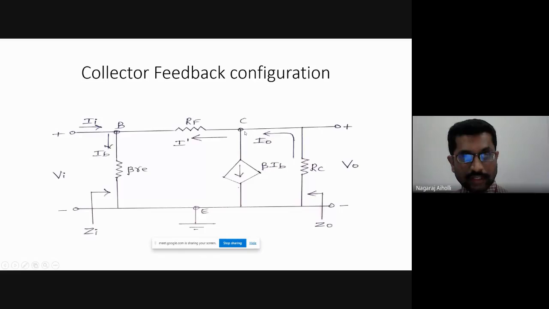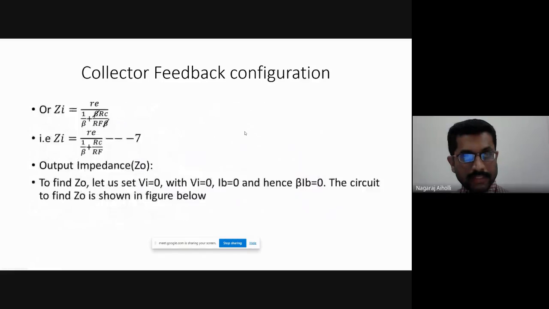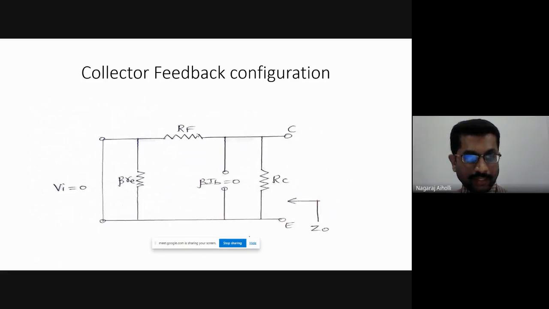Let us redraw the circuit for output impedance. This is how we are getting. Vi I have shorted, I have made it 0. It's a short circuit if Vi is equal to 0, right? Then beta RE is there, RF is there between the base terminal and the collector terminal. Then beta IB is 0, it is open circuited. Then we have collector resistance RC at the collector terminal.